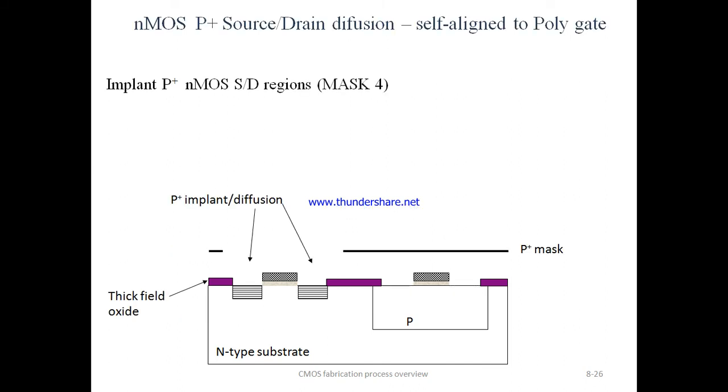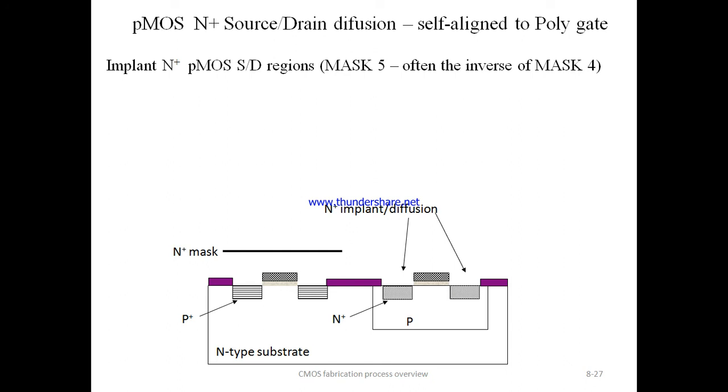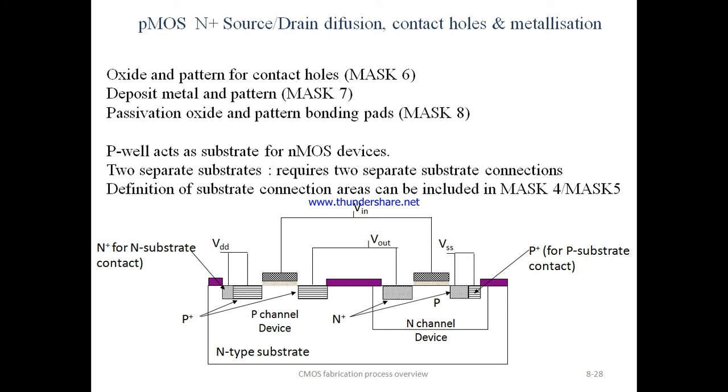We implant the P plus NMOS source and drain regions. And next step is the PMOS N plus source and drain diffusion, self-aligning to the poly gate. Implant N plus PMOS source and drain regions by using mask 5, often the inverse of mask 4. And next step is contact holes and metallization.